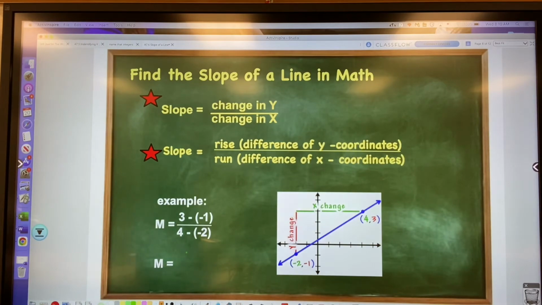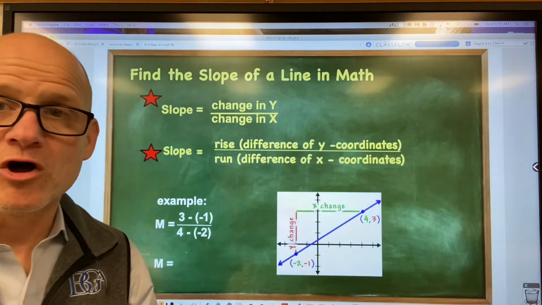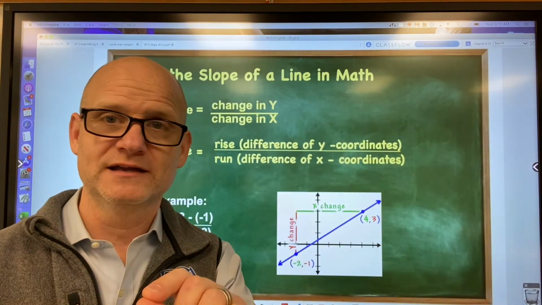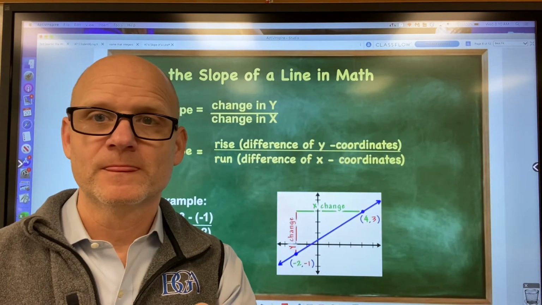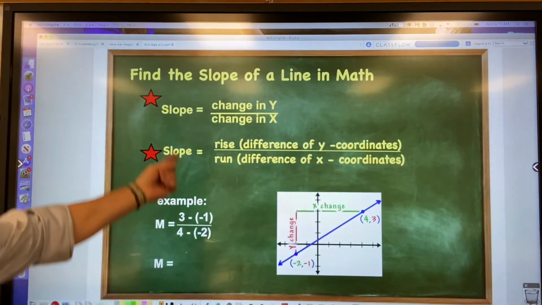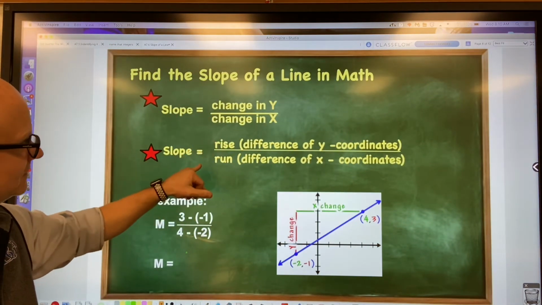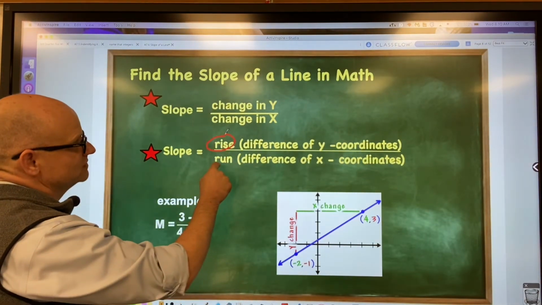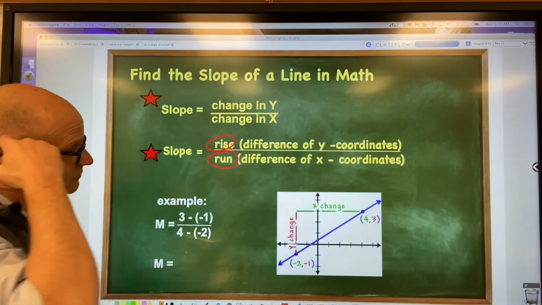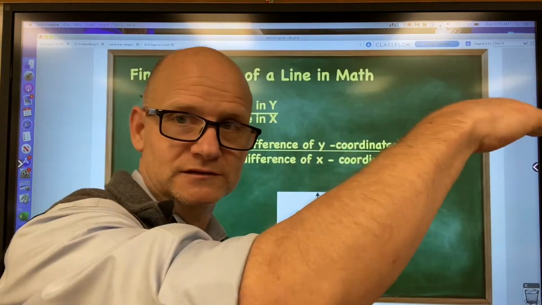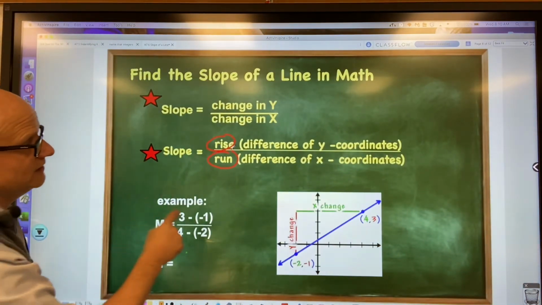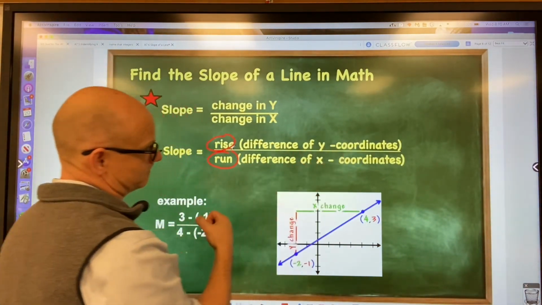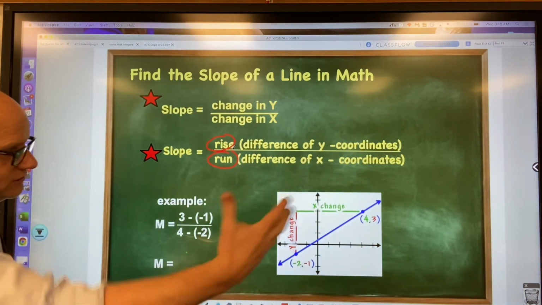Next thing we're going to talk about is a little bit more mathematical, okay? You can find the slope of a line in math. All you do is take the change in y and divide it over the change in x. So slope equals change in y over change in x. Sometimes they call the change in y the rise, and the change in x the run. So slope is your rise over your run. Rise over run. And the change just means the difference of the y coordinates and the difference of the x coordinates. So here's an example, okay?